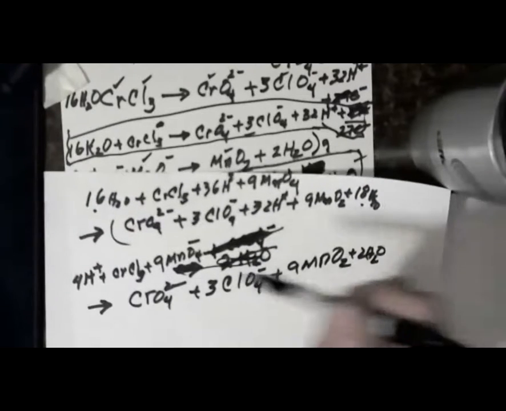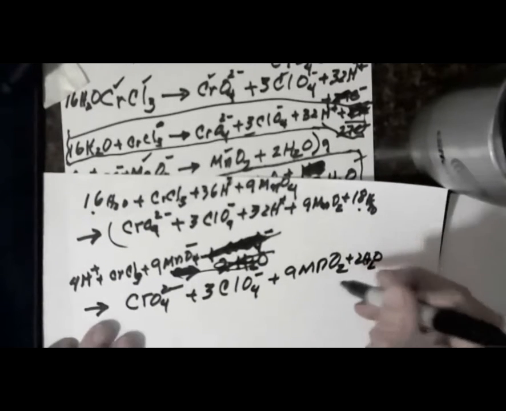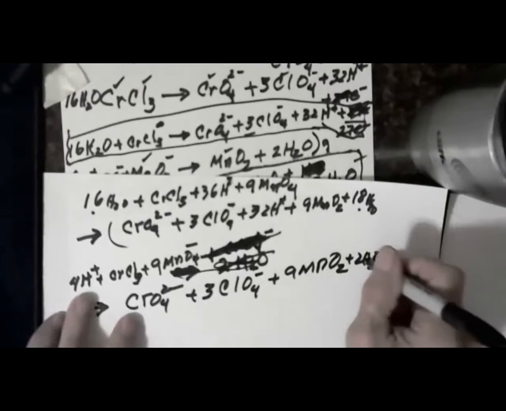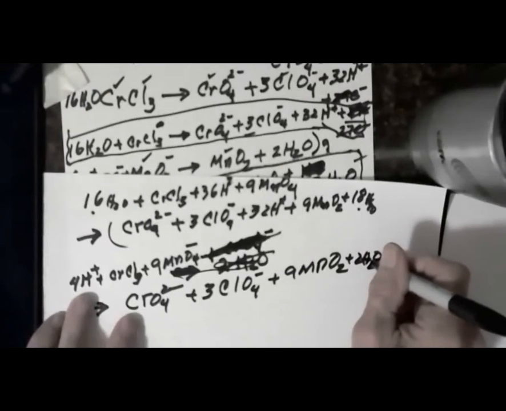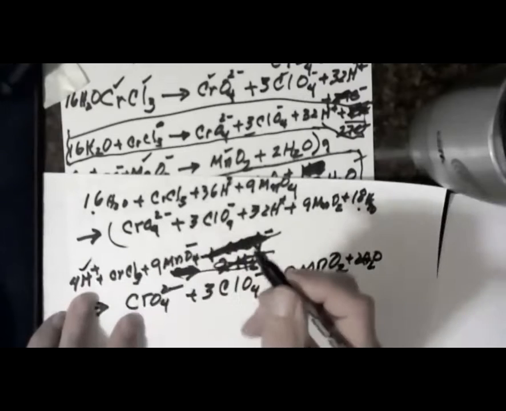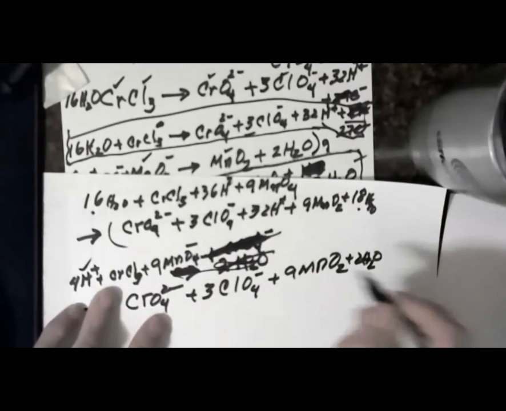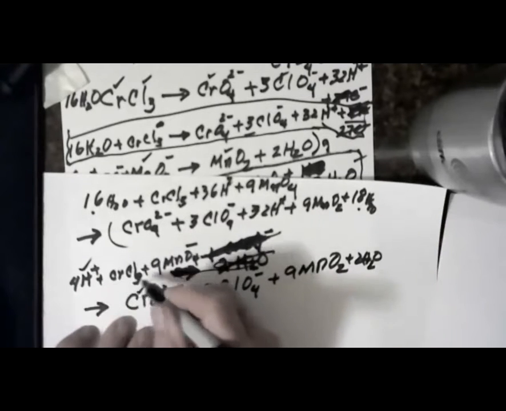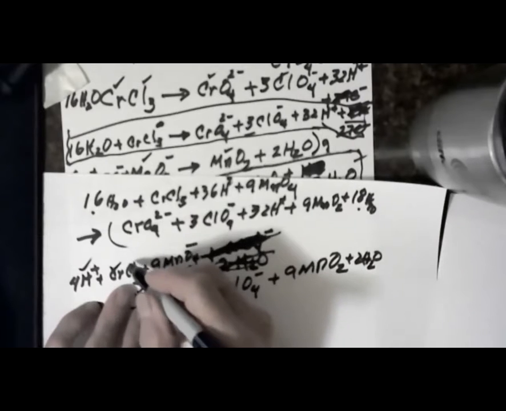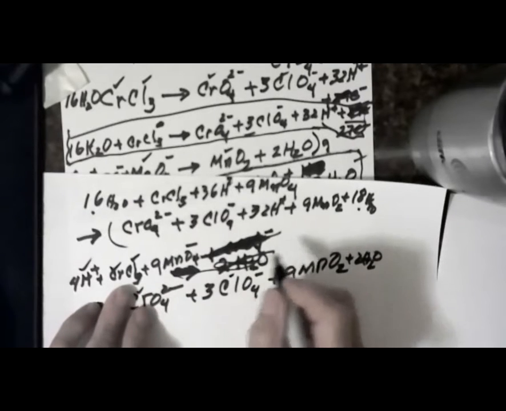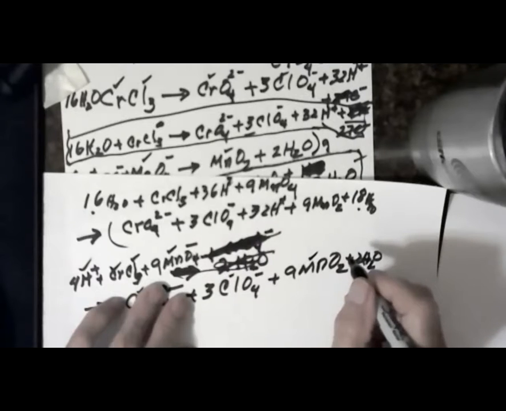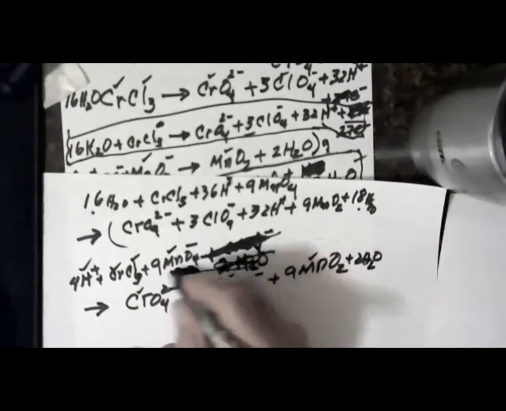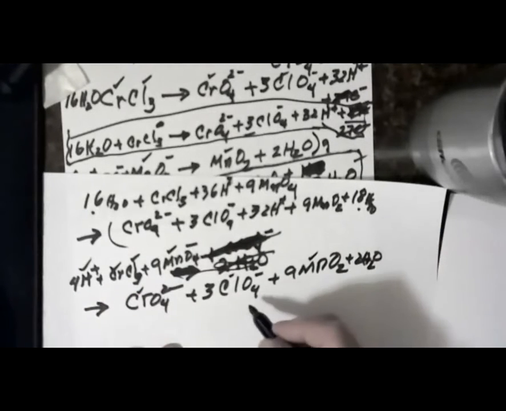Okay, now let's just see if we can count up and see if we got everything accounted for. I've got 4 hydrogen atoms on the products and 4 on the reactants, so that looks good. I've got 1 chromium in the reactants and 1 chromium in the products. I've got 3 chlorines in the reactants and 3 in the products. I've got 9 manganese in the reactants. I've got 36 oxygens in the reactants.